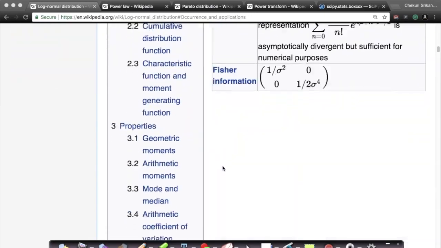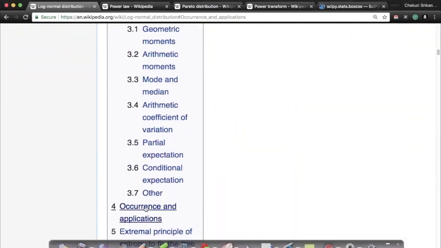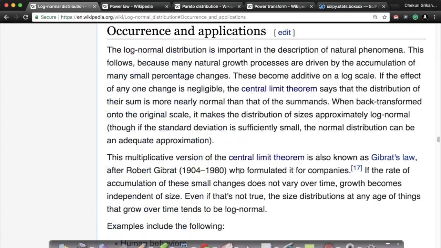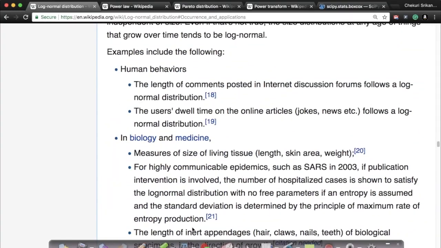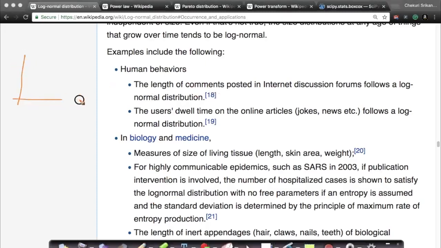Okay, so let's go to applications. Sorry to go back and forth, but I couldn't stop myself from doing that. Let's go to occurrences. This is a very interesting thing. If you take a log normal distribution that is like this, this is your random variable x and this is its PDF, its probability value. What it says is a lot of comments are actually short, but there is a small set of comments which are actually very long.